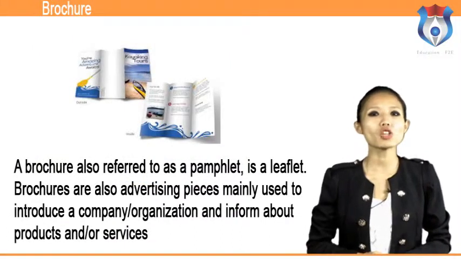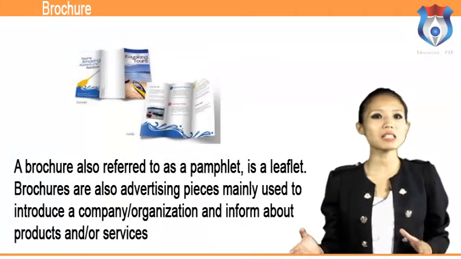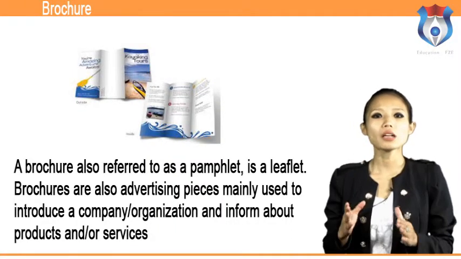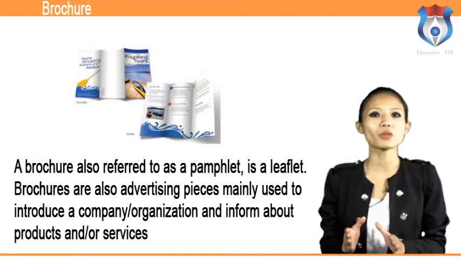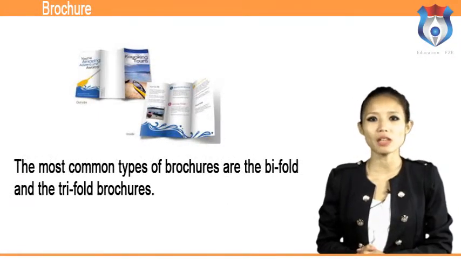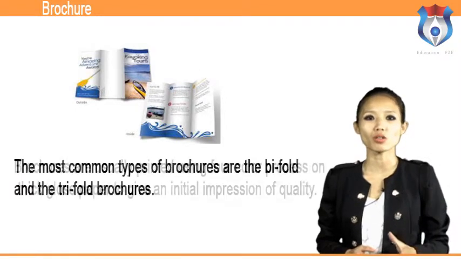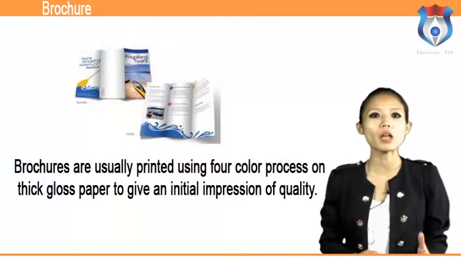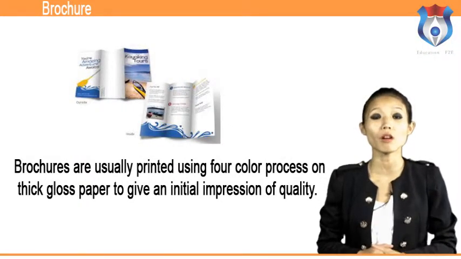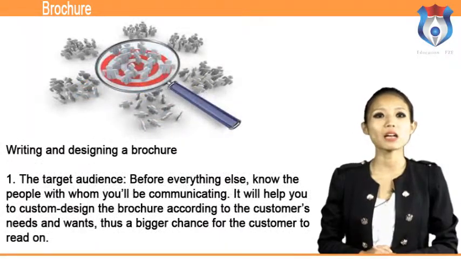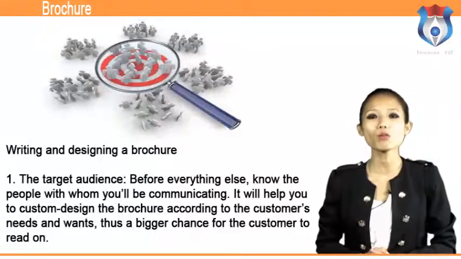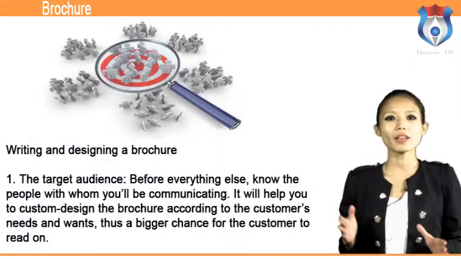Brochure. A brochure, also referred to as a pamphlet, is a leaflet. Brochures are also advertising pieces mainly used to introduce a company or organization and inform about products and or services. The most common types of brochures are the bifold and the trifold brochures. Brochures are usually printed using a four-color process on thick gloss paper to give an initial impression of quality. A brochure is basically a creatively designed advertising medium, so it is important to learn how to write and design a brochure. The target audience.